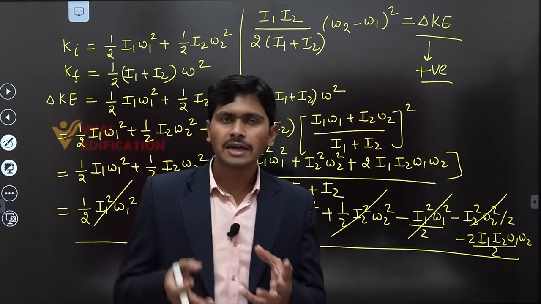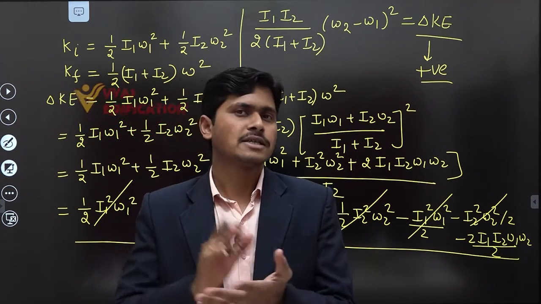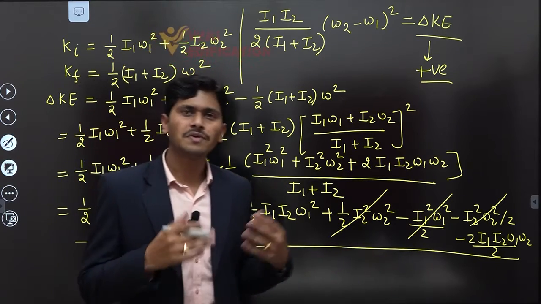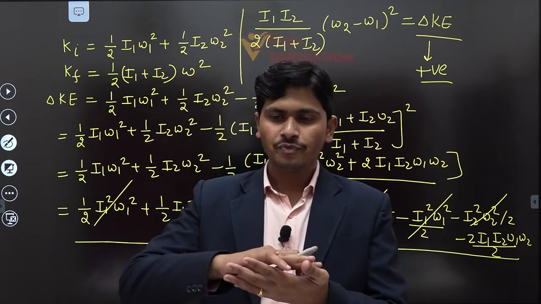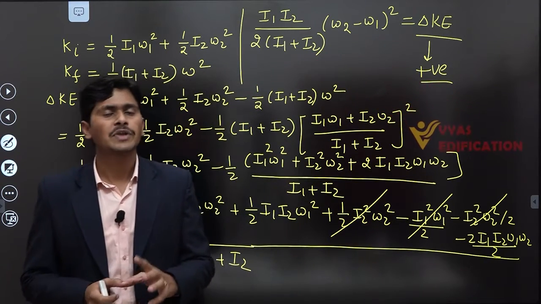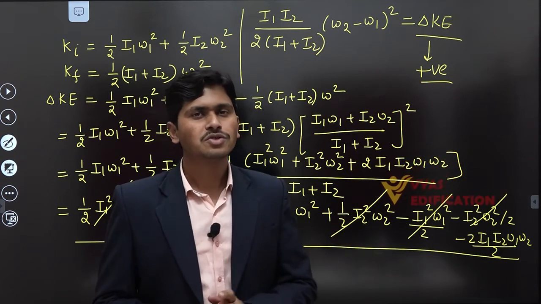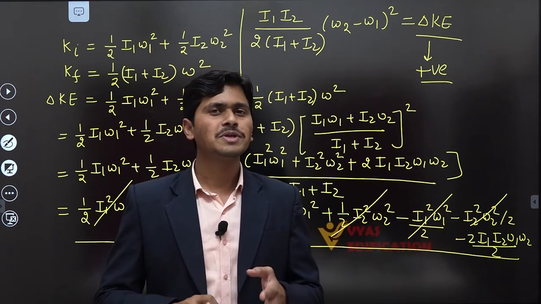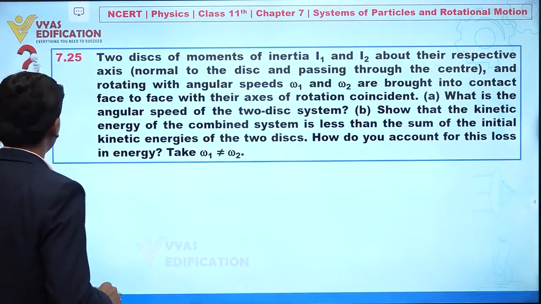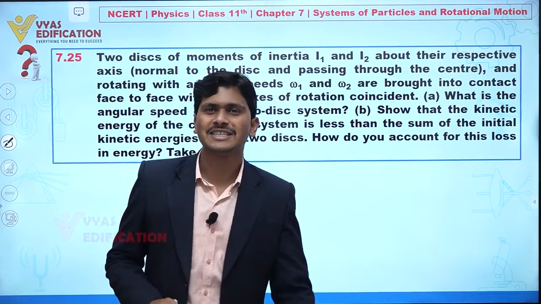Whenever we connect two discs, at that time some of the energy is dissipated in the form of heat when they touch each other, and after some time they reach a common angular velocity, clear. So some energy has to be dissipated due to friction, clear. So we can say this is all about this question. Clear to everyone?